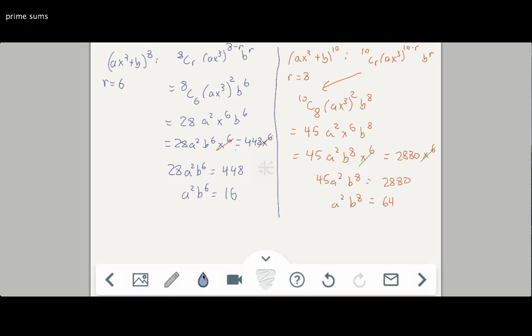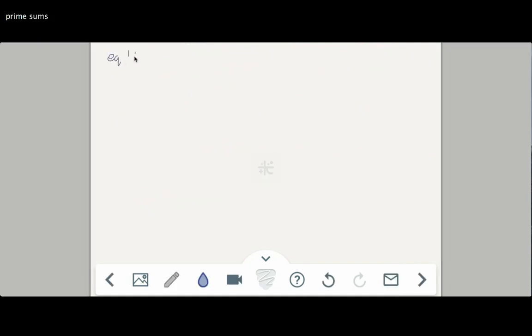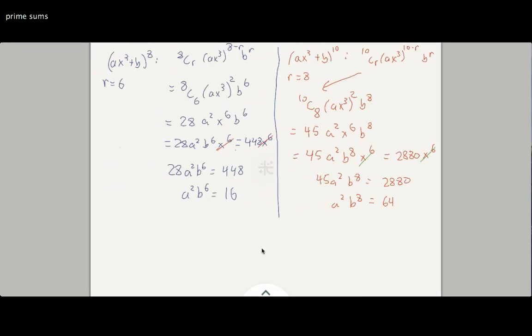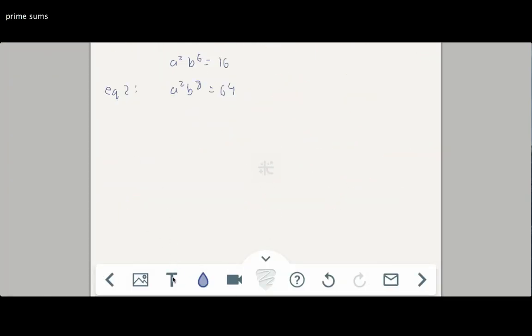I'm going to go on to a new page. So equation 1, a squared b to the 6 equals 16. Equation 2, a squared b to the 8 equals 64. Let's just double check. Yes. So how do we solve this? Well, what if we divide the second equation by the first equation? So equation 2 divided by equation 1, we can cancel out the a squareds. So then we can solve for b. A squared b to the 8 over a squared b to the 6 has to be equal to 64 over 16. A squareds cancel.